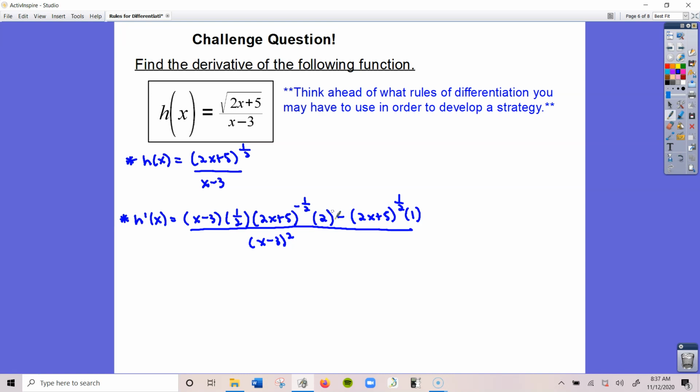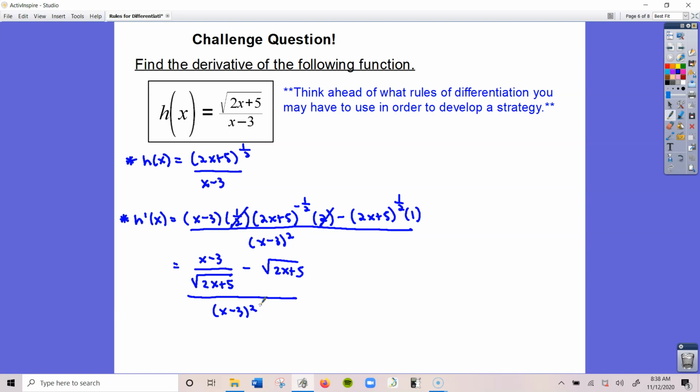Now I'm ready to start simplifying. Automatically, I see this 1/2 and this 2, they will cancel. And in the numerator, we can see here that x minus 3 times 2x plus 5 to the negative 1/2, this is going to go down underneath x minus 3 because of that negative exponent. So when I rewrite it, this is x minus 3 over the square root of 2x plus 5 minus the square root of 2x plus 5, and everything is over x minus 3 squared.